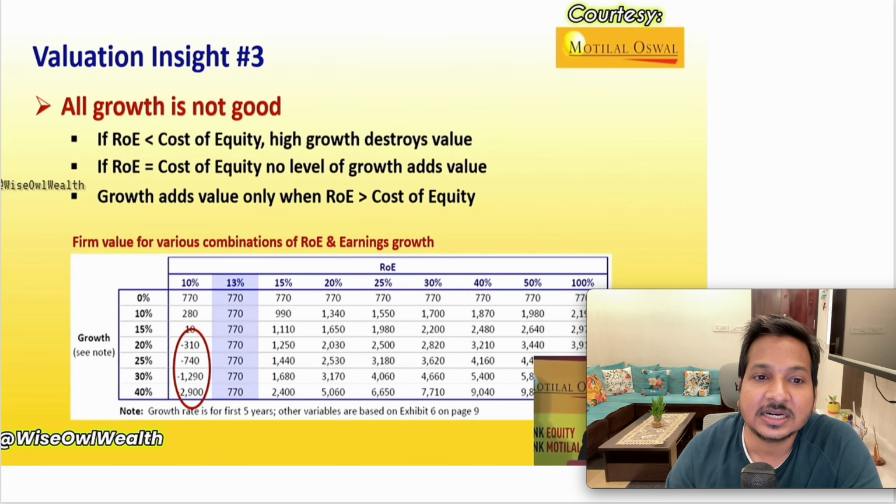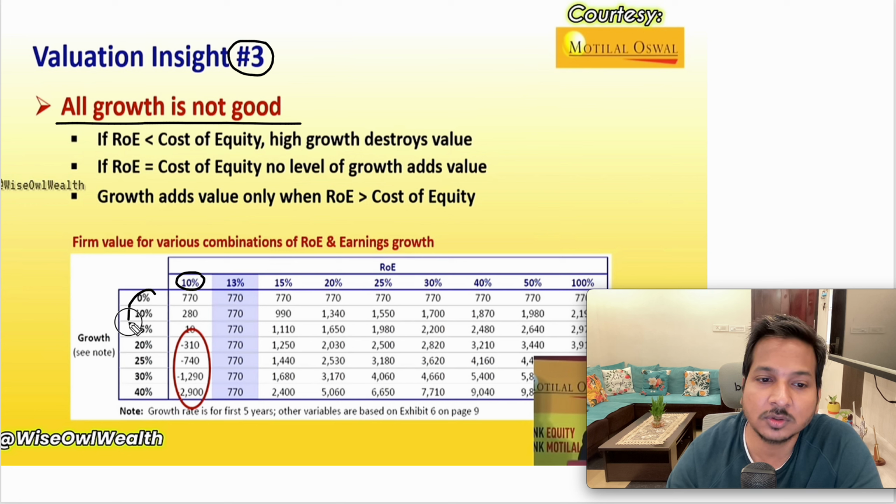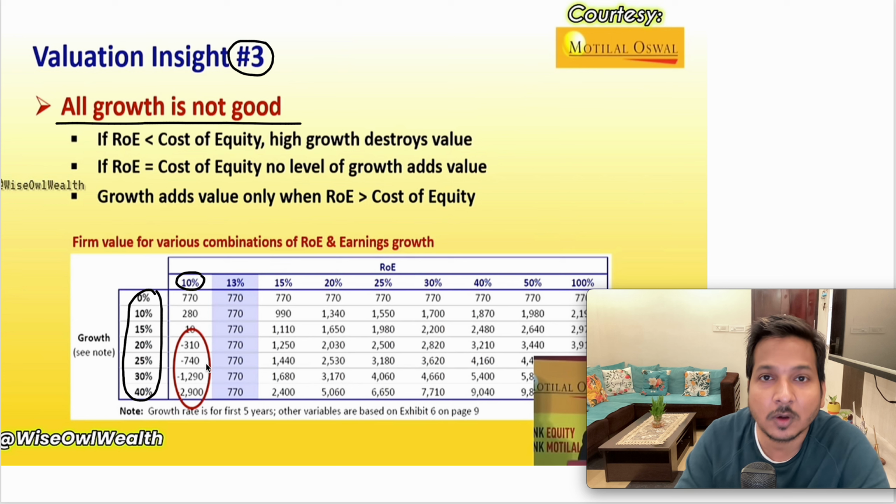Now, the third point. This is the third learning. We have learned two learnings. All growth is not good. Suppose somebody tells you that a higher growth rate is good, but only a higher growth rate is not sufficient. You can see with ROE of 10%, which is lesser than 13%, if growth increases, value actually decreases. The company's value will decrease, meaning your stock price may collapse.